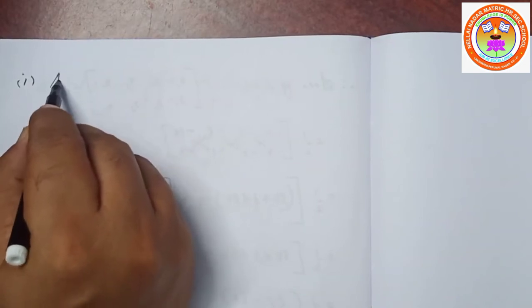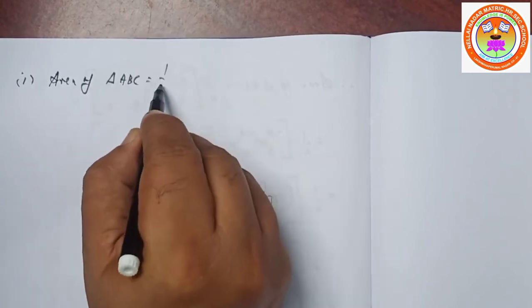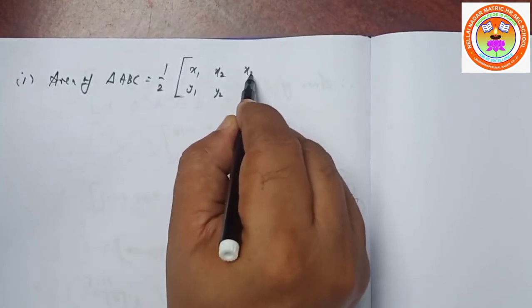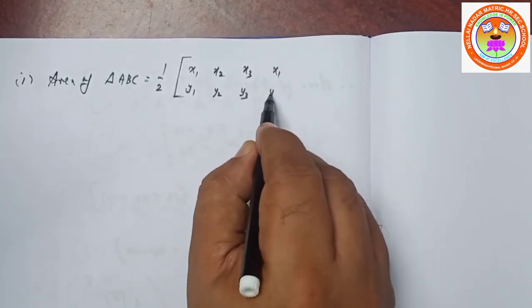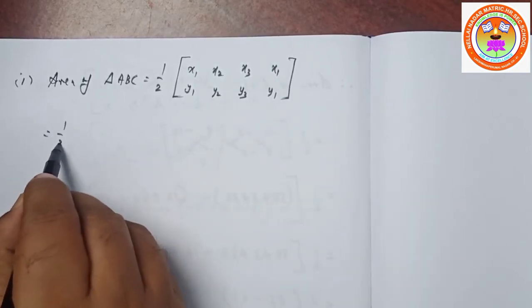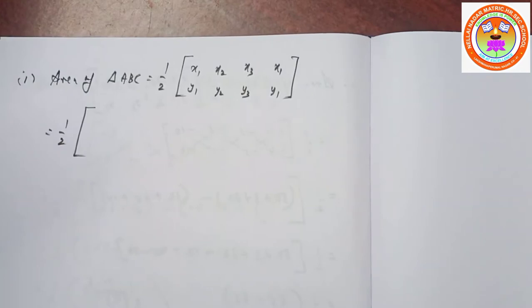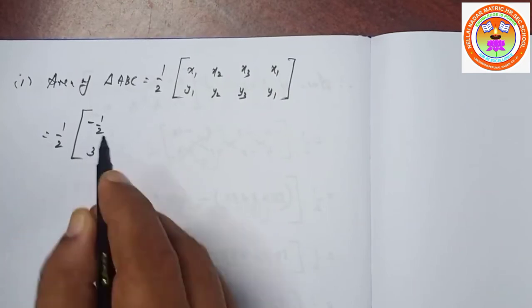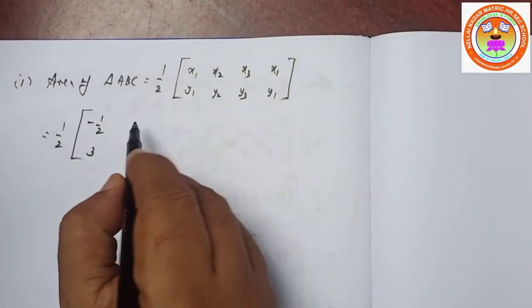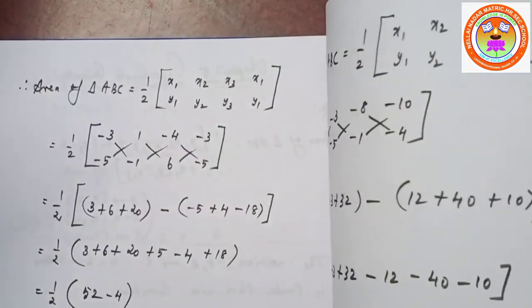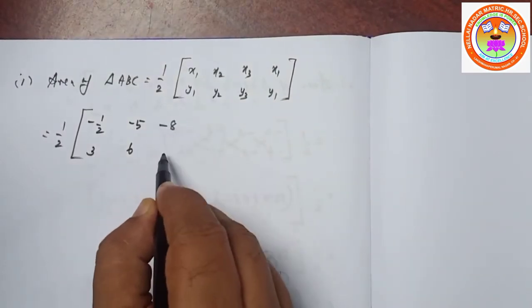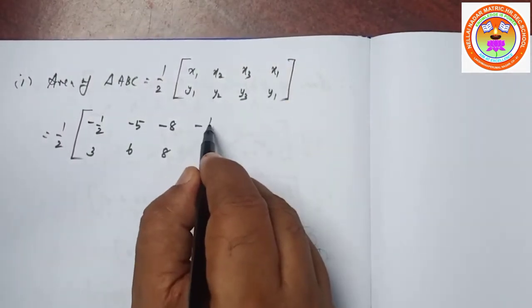Subdivision number 1. I am going to find the area of triangle ABC. Half into x1, y1, x2, y2, x3, y3, again x1, y1. That is equal to half into x1, y1, that is (-1/2, 3), x2, y2 is (-5, 6), and x3, y3 is (-8, 8). Again x1, y1, so (-1/2, 3).